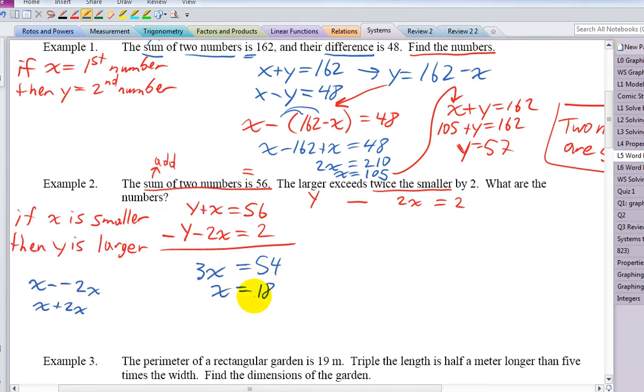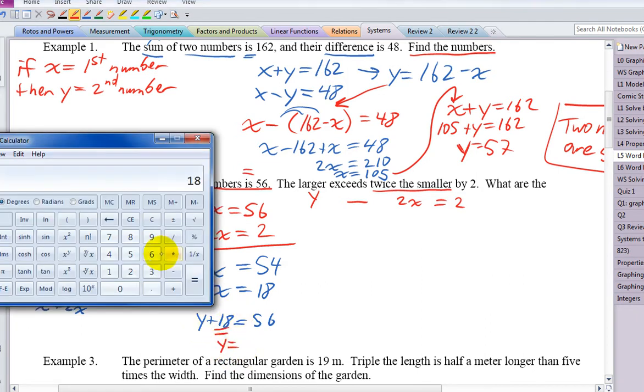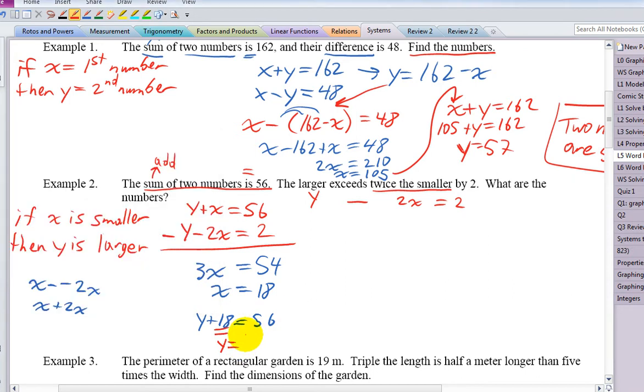X equals 18. All right. So now you found one number. How are we going to find the other one? Do substitution again. I would substitute in the top one. That's easiest. Okay. So y plus x becomes y plus 18. And y equals 38. Okay.